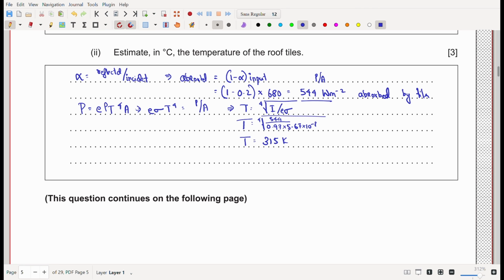Now, since we are looking for temperature in Celsius, we need to subtract 273.15. So 315 minus 273.15 is going to give us 42.21 degrees Celsius. And of course, to two significant figures, 42 degrees Celsius. That's it.